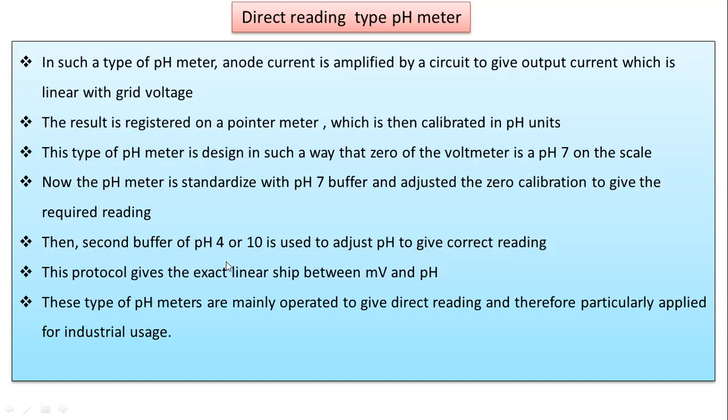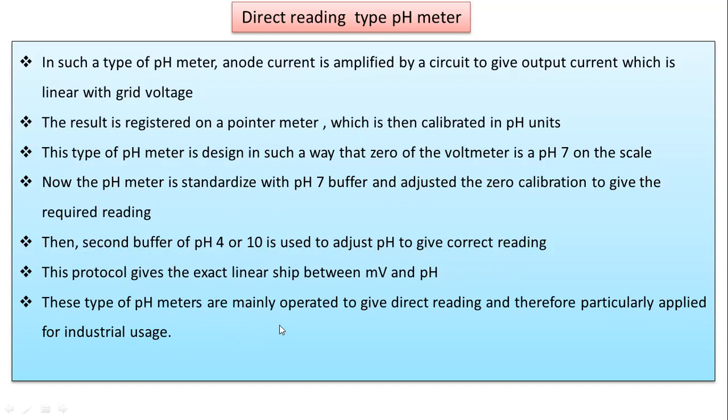Then a second buffer, pH 4 or 10, is used to adjust the pH to give the correct reading here. After following this process, the second buffer is used in the range of 4 to 10 to adjust the pH to give the correct reading. This protocol gives the exact linear shift between the millivolt and pH.